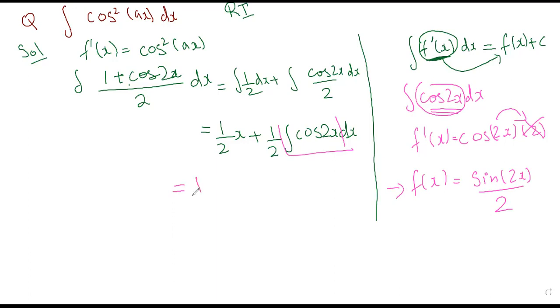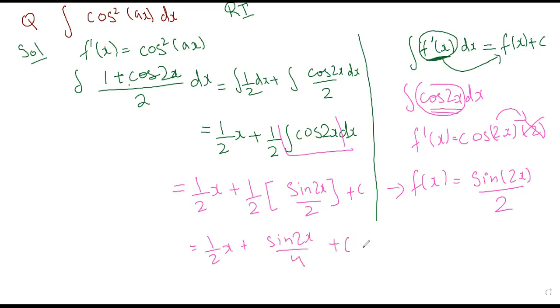So this 1 by 2 would come as it is. And the integral is basically sine 2x by 2 plus c. So this is 1 by 2x plus sine 2x by 4 plus c. Do you get it now? Yes. Okay, let's practice. Let me just give you some random questions.